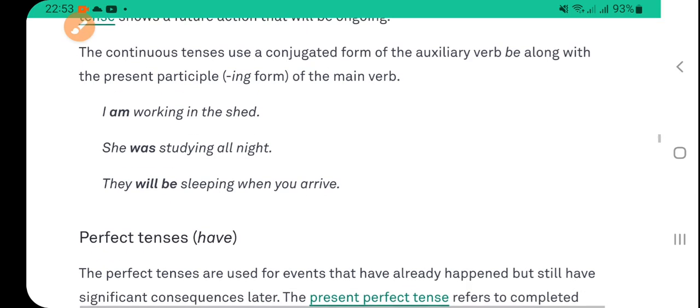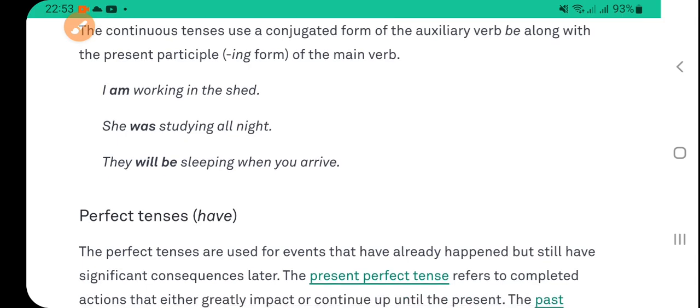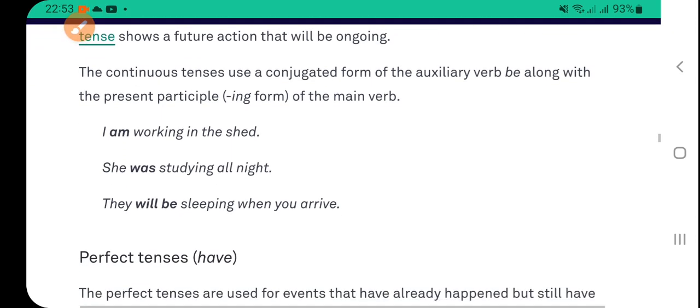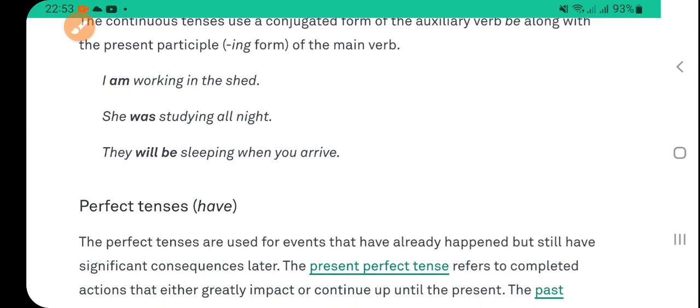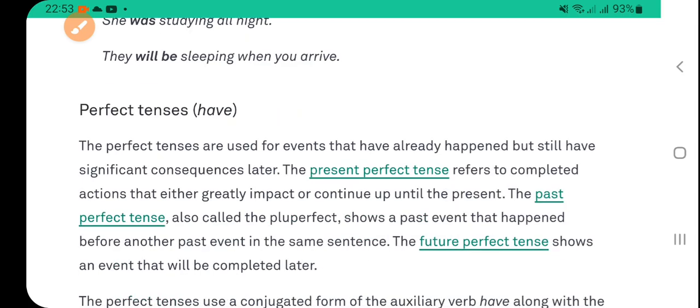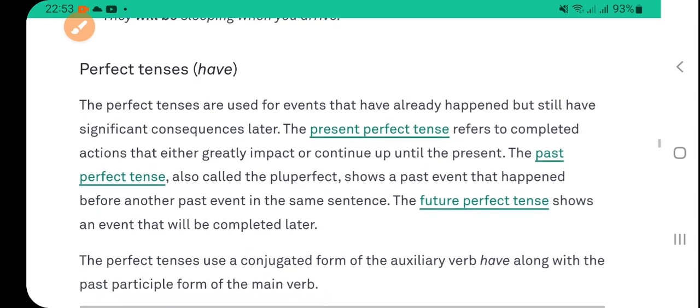So the continuous tense uses a conjugated form of the auxiliary verb be along with the present participle. Okay, so that's the ing form. I am working in the shade, she was studying, all right, and then they will be sleeping when you arrive.